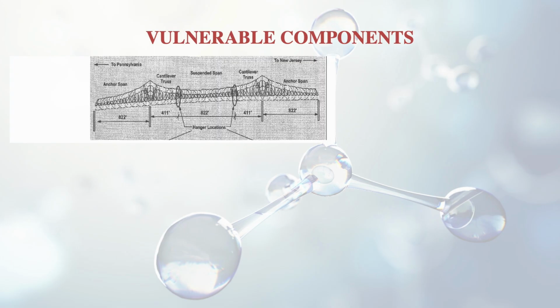Here there are 4 hanger pins which are connecting the suspended span with the cantilever span. These hanger pins are very, very critical in nature. Often these hanger pins undergo the process of corrosion, which remains undetected. This is a very critical phenomenon because it undermines the safety of the structure, so it's very important to monitor such components in the infrastructure.